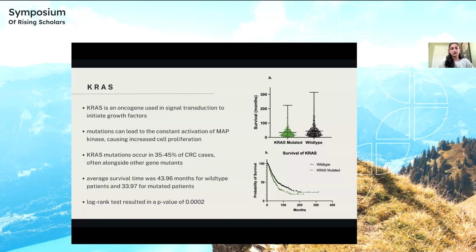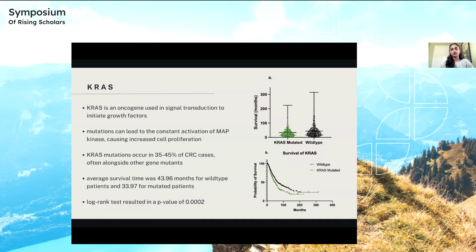Mutations can lead to the constant activation of MAP kinase, which is an enzyme, and this can cause increased cell proliferation. So cell growth occurs without imminent cell death, and this can lead to tumor growth pretty often. KRAS mutations occurred in 35 to 45% of CRC cases, which is pretty common, but it often occurred alongside a lot of other gene mutations, so most of them are correlated to each other.